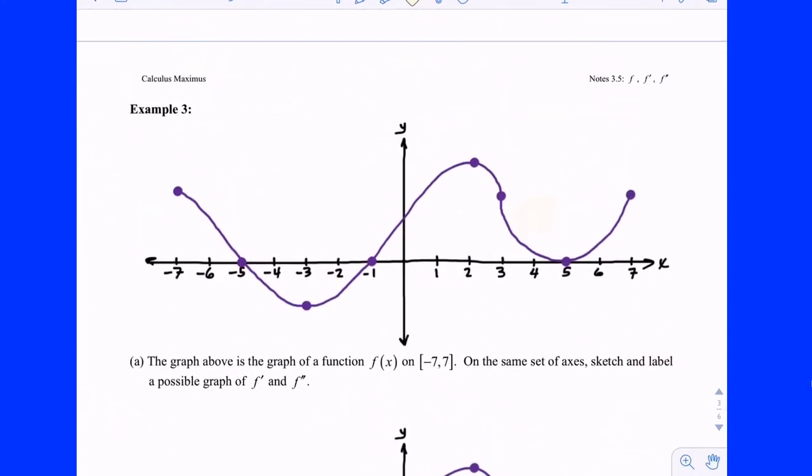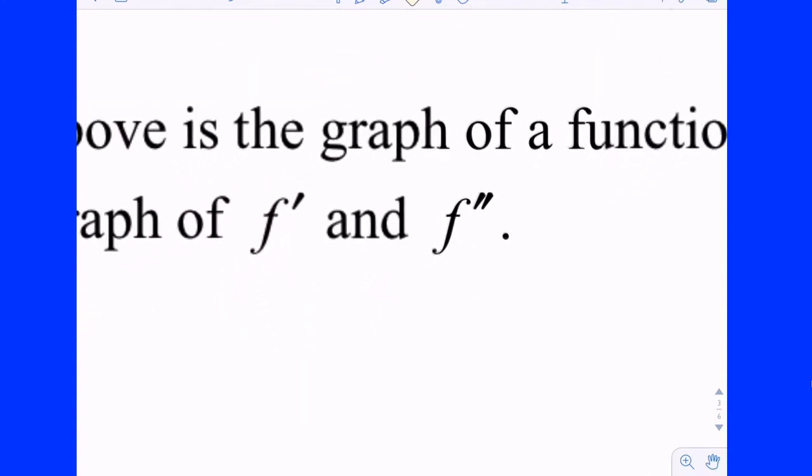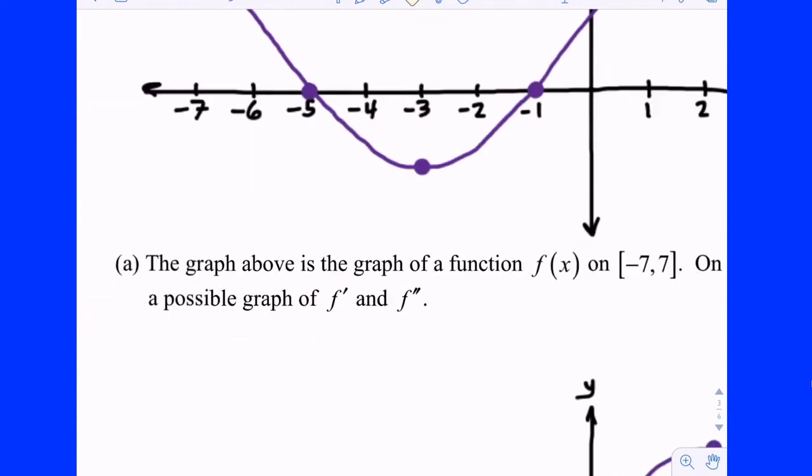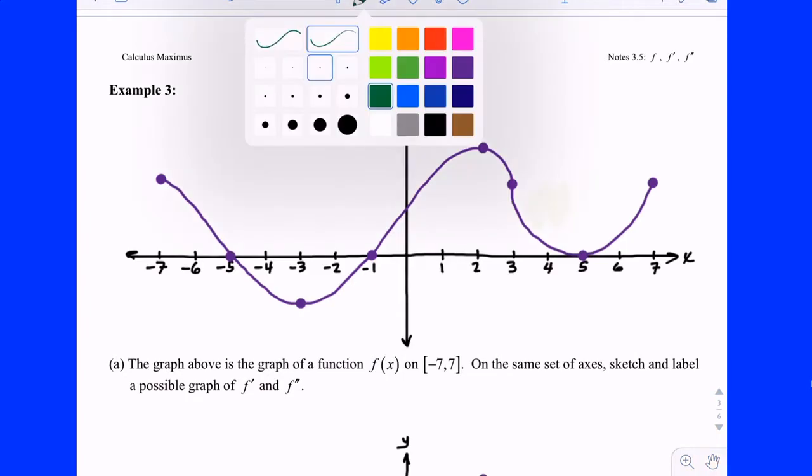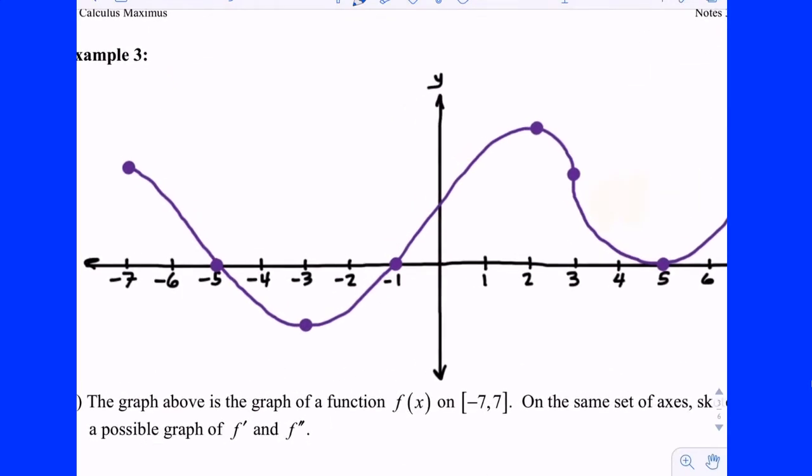Same graph, example 3. The graph above is now the graph of a function f. On the same set of axes, sketch and label a possible graph of f prime and f double prime. So I'm using the same graph. We want to sketch f prime. How are we going to sketch f prime? Well, we're going to analyze the slopes of this graph, and we're going to draw a function whose y values represents the slopes.